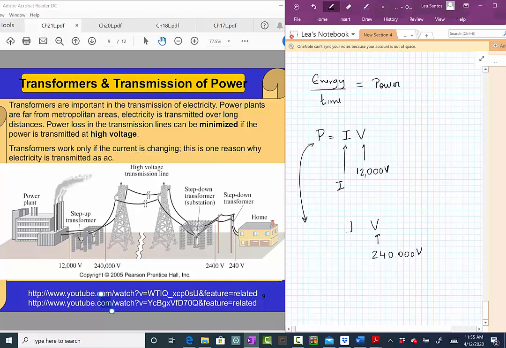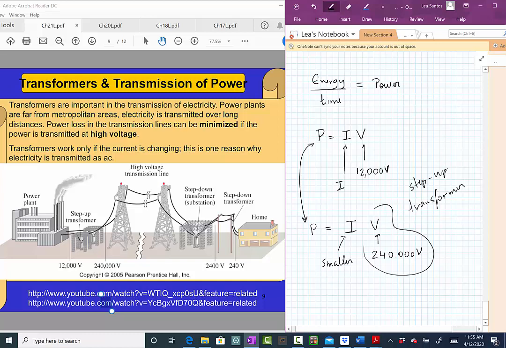What is going to happen to our current? Well, our current is going to now become much smaller than before. Much smaller because this power is still the same. The amount of energy produced per time is the same. The only thing that we are doing is changing this potential difference. How do we do that? By using a transformer. A transformer that increases the potential difference is known as a step-up transformer. And we'll see how it works next.